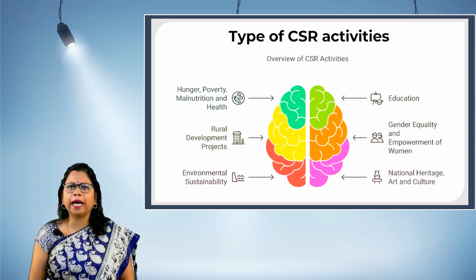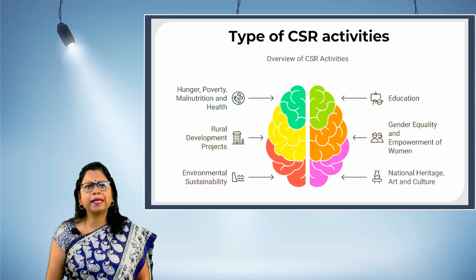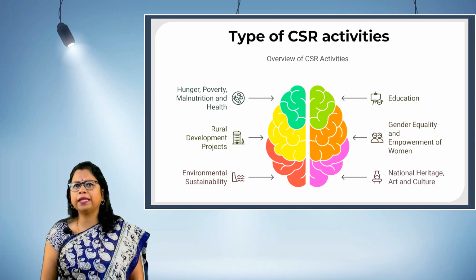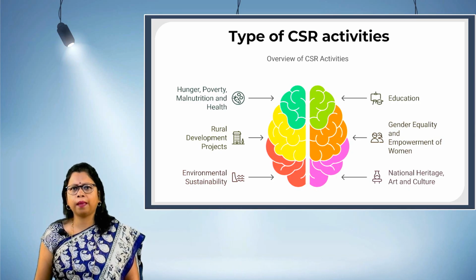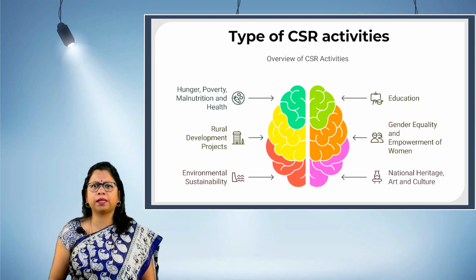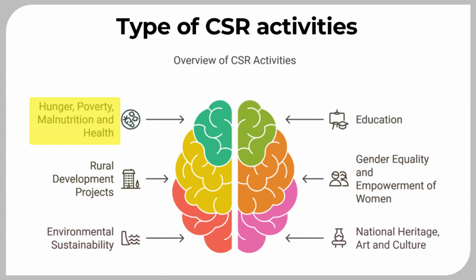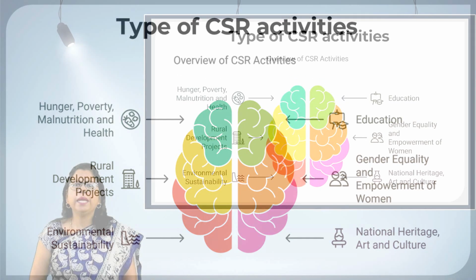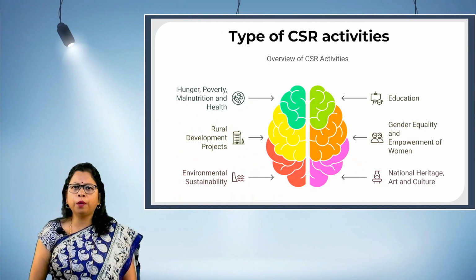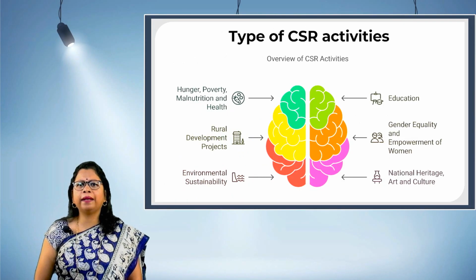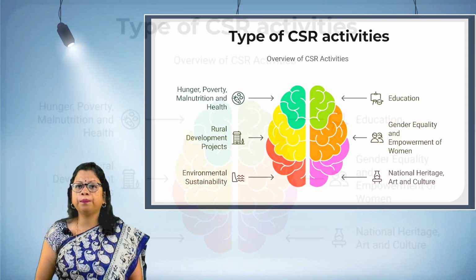Now, let's focus on types of CSR activities. What classifies as CSR activities is majorly laid down in Schedule 7 of the Companies Act 2013. Some permitted examples of CSR activities are: hunger, poverty, and health. Eradicating extreme hunger, poverty, and malnutrition, promoting and preventing healthcare and sanitation, and making available safe drinking water.